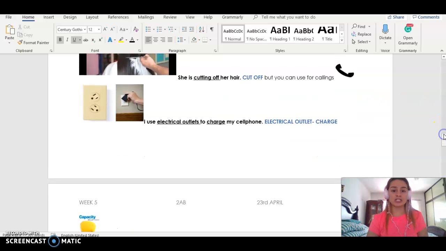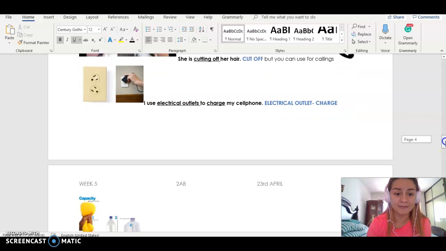The other word is electrical outlets and charge. I know that electrical outlets is not a new word for you because you worked it in the science activity. This is electrical outlets, okay? And the electrical outlets, you can use it to charge many things. For example, I use electrical outlets to charge my cell phone. So we use two words, electrical outlets and charge. Those two words are going to appear in the listening activity, okay?